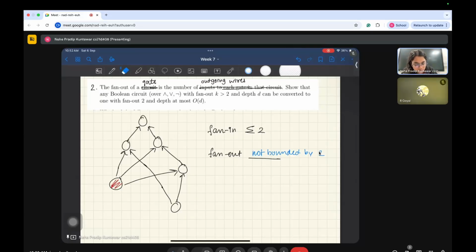Okay, so I'll just write down all the steps that we did so far. We observed that fan in at most 2 does not imply that fan out is at most 2. So the previous argument does not apply.